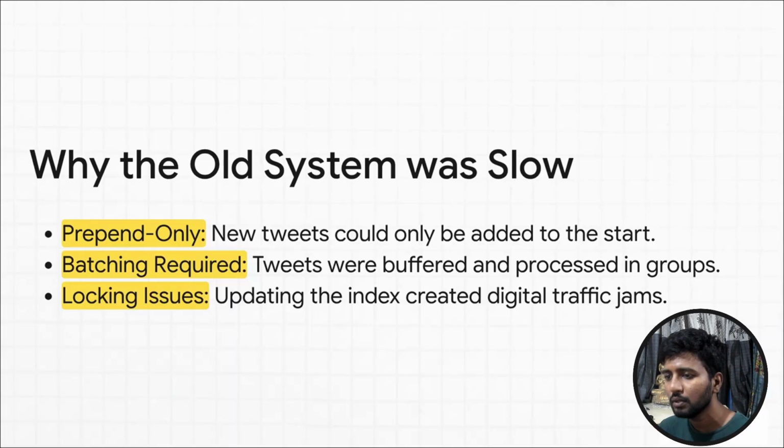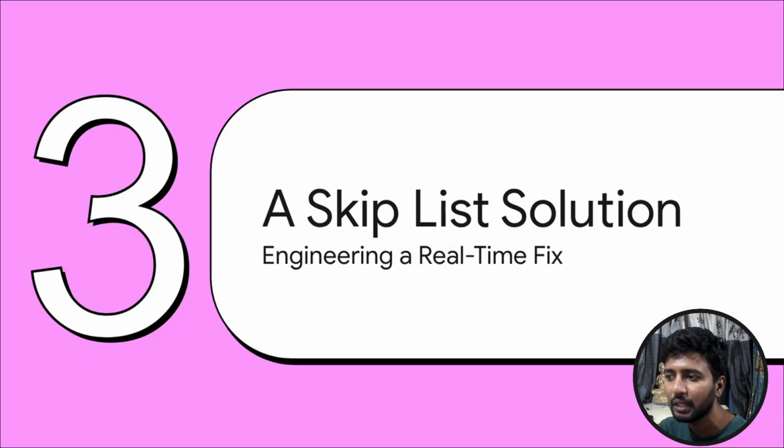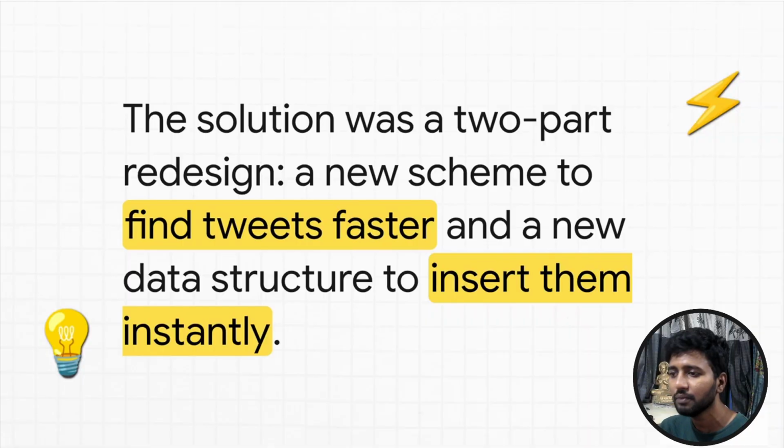The second problem was prepend only. Prepend only means you are inserting tweets at the head, so it also takes some time to insert that tweet at the head. Here also time is increasing. So Twitter had to handle all these problems, and they came up with a really brilliant solution, a skip list. After this, we will discuss what a skip list is as well.